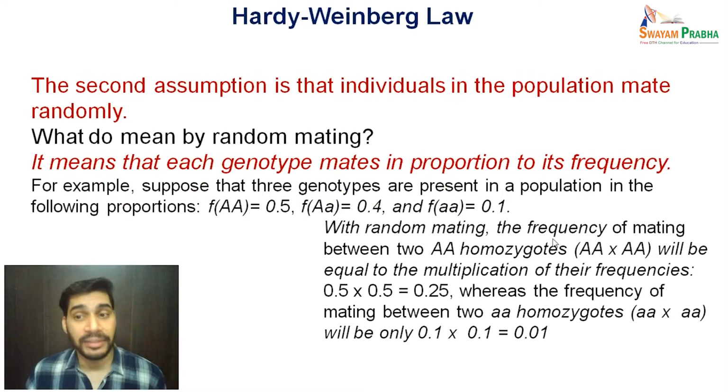With random mating, the frequency of mating between two dominant homozygotes, capital A capital A, will be equal to the multiplication of their frequencies, that is 0.5 multiplied by 0.5, coming out to be 0.25. Whereas the frequency of mating between two recessive homozygotes, small a small a, will be only 0.1 multiplied by 0.1, that is 0.01. So if the genotypes mate in proportion to their frequencies, the population is called a randomly mating population.